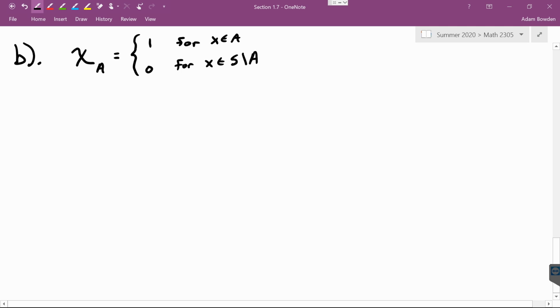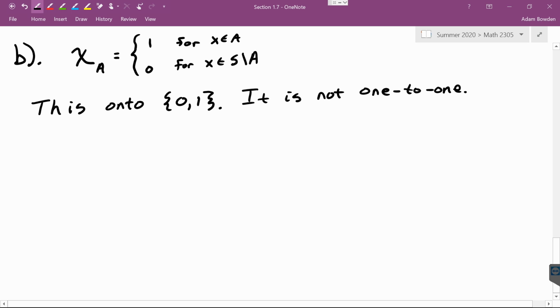Let's go back to our characteristic function, which is equal to 1 for x an element of A or 0 for x an element of S complement A. So this type of function had only two values, 0 and 1. And so we can say as a function, this is onto the set {0, 1}. However, it is not one-to-one.